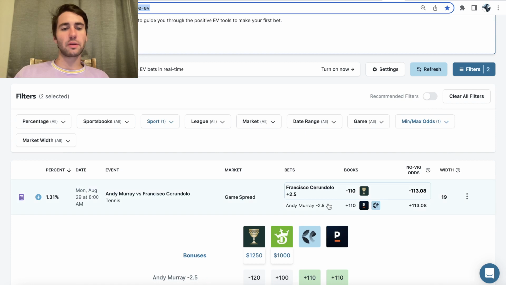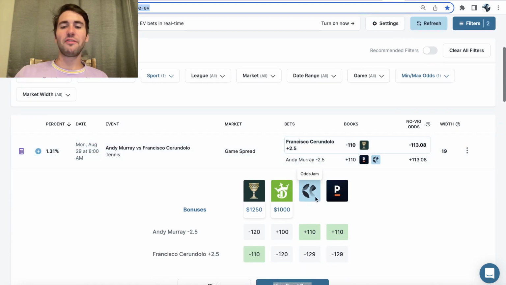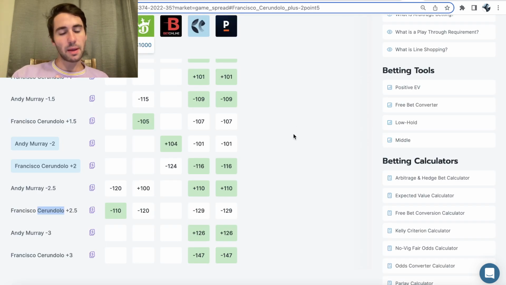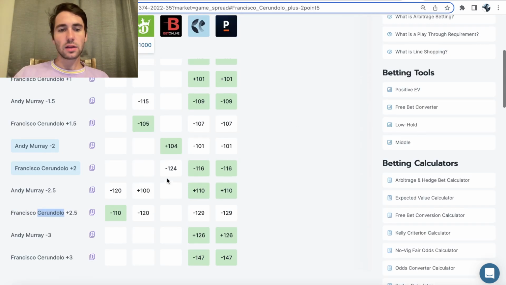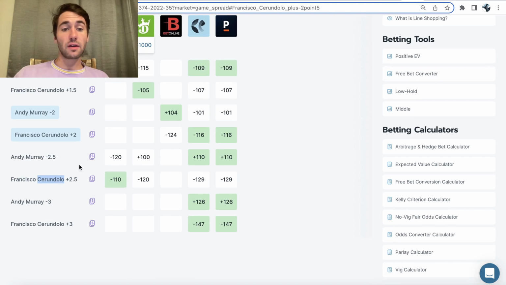So the bet I was able to find is for the US Open, and I'm fading Andy Murray. He's a minus 2.5 spread favorite, but lines have been moving towards Francisco Cirundulo. So this is a US Open play where we're betting Francisco Cirundulo +2.5 on the game spread at minus 110 odds. I'm no tennis betting expert, but I'm really good at understanding math and markets. That's my background.